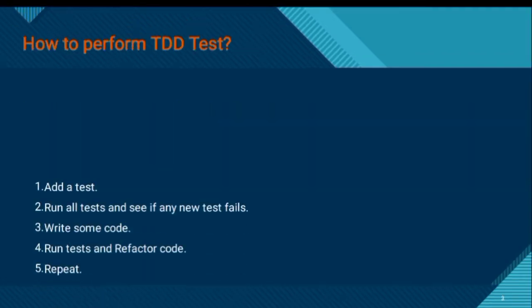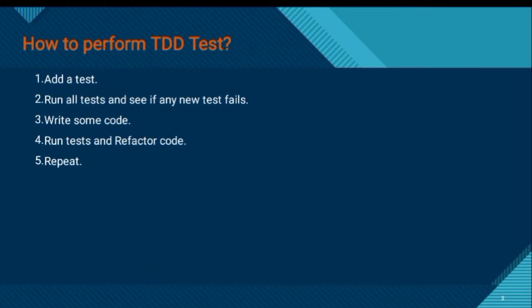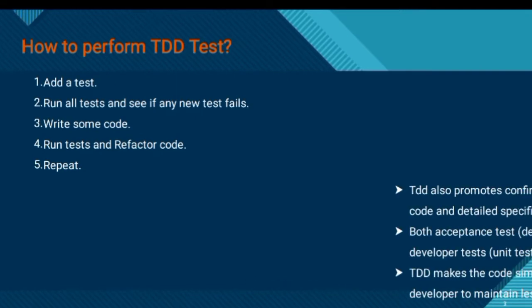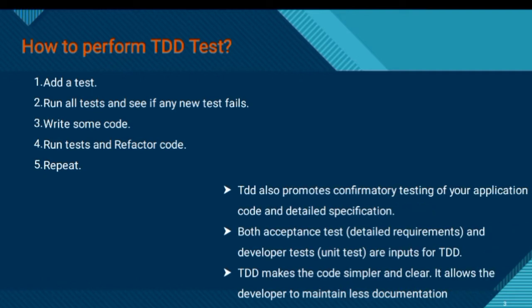Next topic, how are we going to perform a TDD test. There are 5 steps in the TDD flow. Add a test, run all tests and see if any new test fails. Write some code. Run tests and refactor code. Repeat.